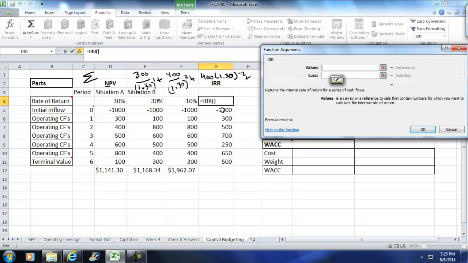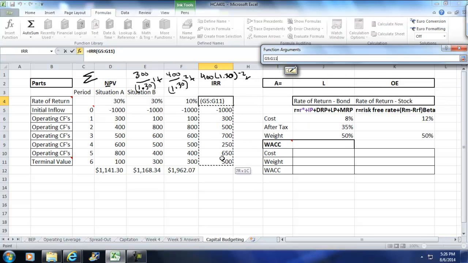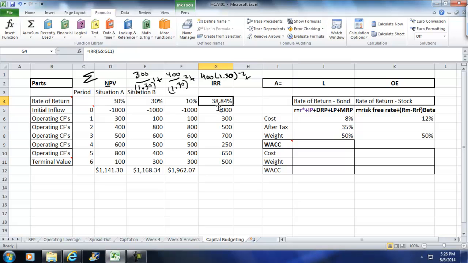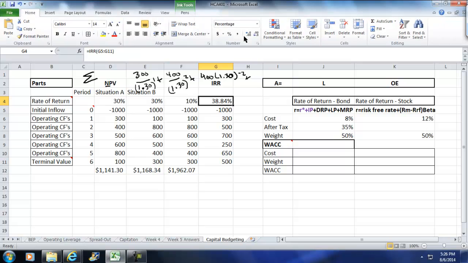Excel will allow us to put the zero cash flow in for IRR, whereas it will not for NPV. So all I have to do is, you see here, I could guess. I don't need to guess. I have the values. I just pull right down, and it gives me my answer right here. And it tells me 38.84, and I can go home here and I can change the, if I'd like to. I'm going to leave it at 38.84. And you can see that that is greater than the 30% if that was what you were shooting for.